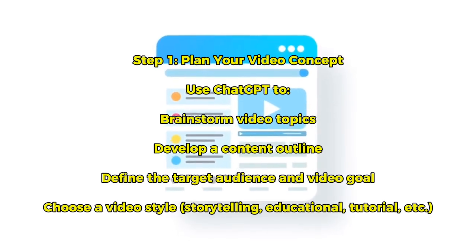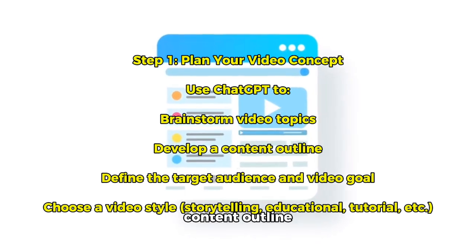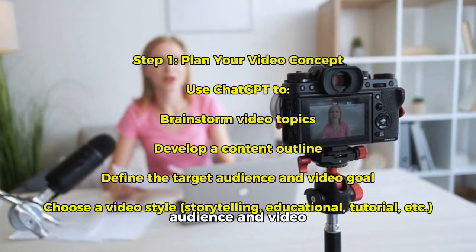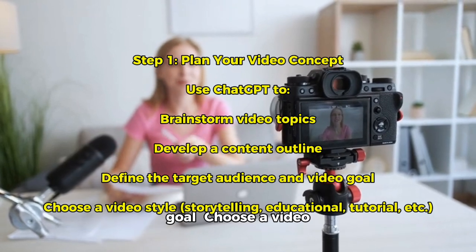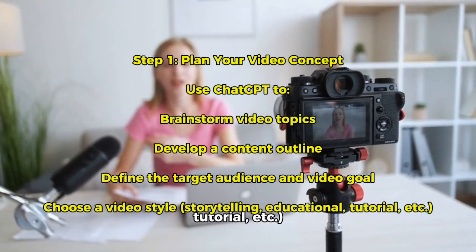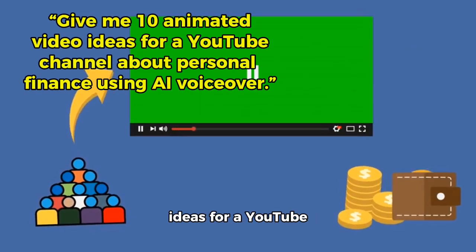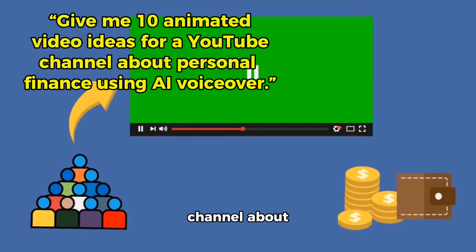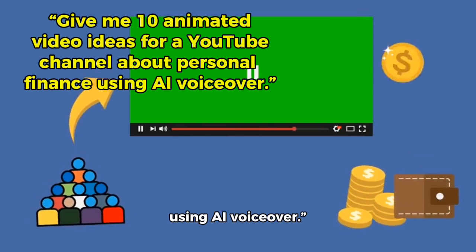Use ChatGPT to brainstorm video topics. Develop a content outline, define the target audience and video goal. Choose a video style: storytelling, educational, tutorial, etc. Prompt example: give me 10 animated video ideas for a YouTube channel about personal finance using AI voiceover.